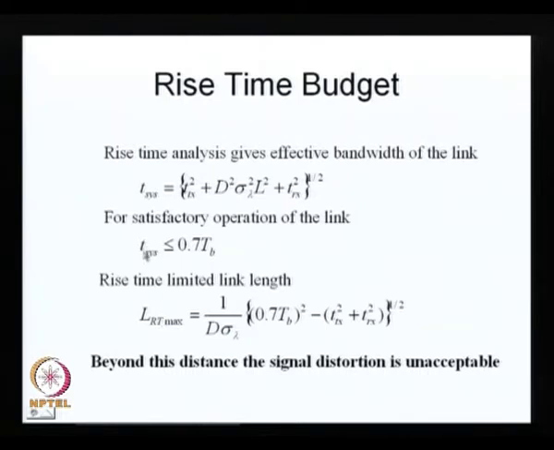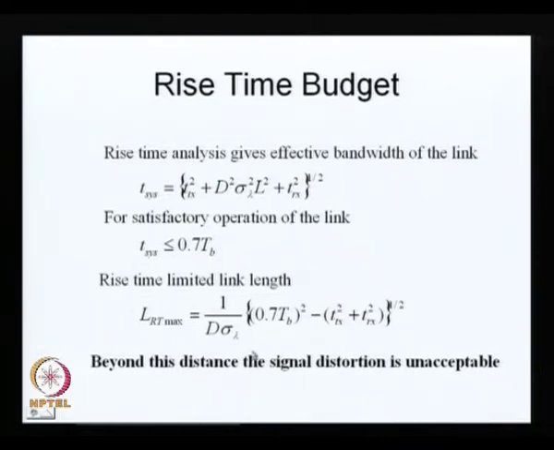over which the system rise time will remain less than 0.7 of the bit duration. Or what I am saying in other words is that what is the maximum distance over which the signal distortion remains below the acceptable limit. Or in other words, we are saying beyond this distance RT max, the signal distortion will become unacceptable. And this length we call as the rise time budget limited link length.